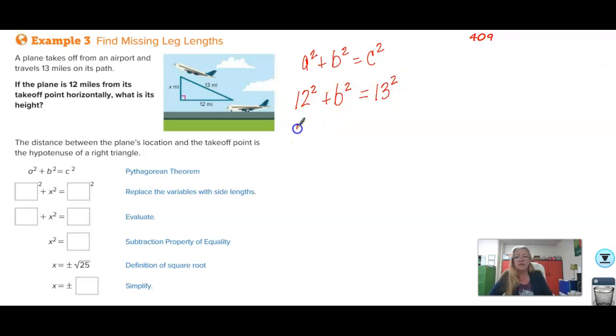All right, so we're going to have 144. Oh, I guess we're just putting in these boxes over here. 12 squared plus b squared equals 13 squared. So then we would have 144, and 13 squared is 169. And then we would subtract 144 from 169, and we would get 25. And then we would take the square root of both sides, and we would get that our answer is 5. And they're still doing the plus and minus thing, but distance is not measured in negatives. So this would be just positive 5.